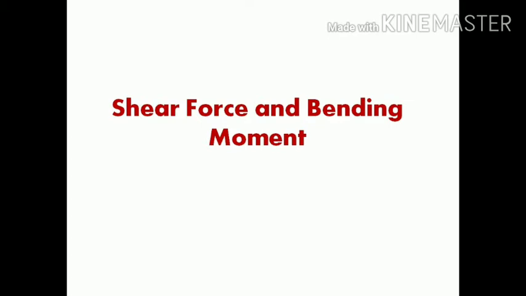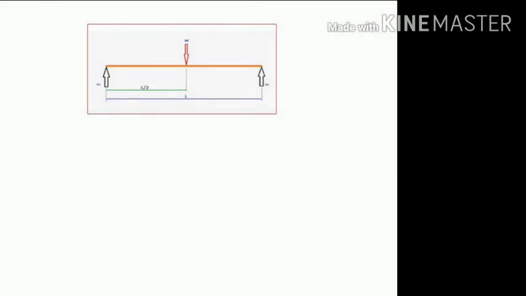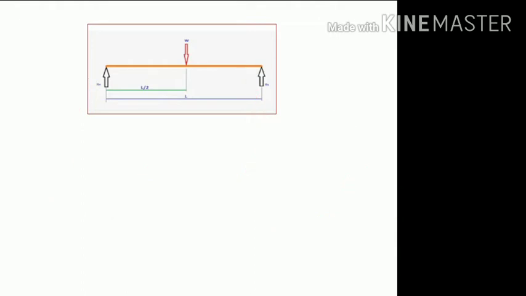Now, what do the terms SF and BM mean? Let's see. Here we can see a simply supported beam with two ends supported, RA and RB. The length of the beam is L, and a load W is acting over it at the middle of the span, at a distance of L by 2.